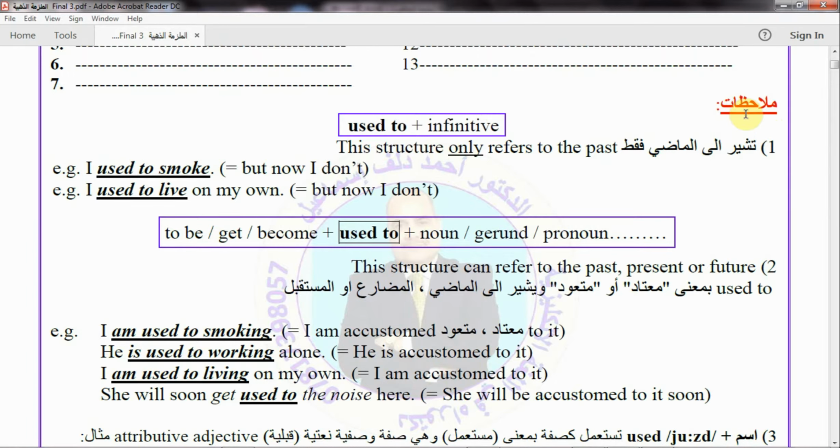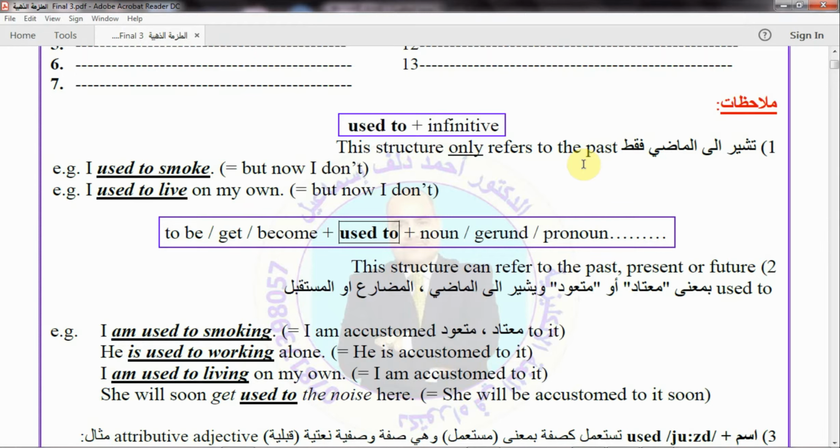Note number 1. ملاحظة رقم 1. The structure that we have discussed, used to plus infinitive, only refers to the past. التركيبة اللي ناقشناها في صف سادس إعدادي، used to زائد مصدر، فقط تشير إلى الماضي، يعني عادات وأشياء وحالات كانت تحدث في الماضي وبالمضارع لم تعد تحدث وانتهت.